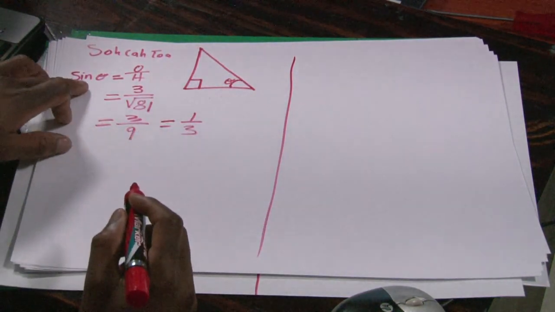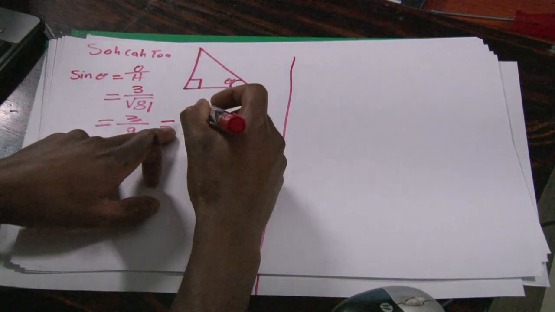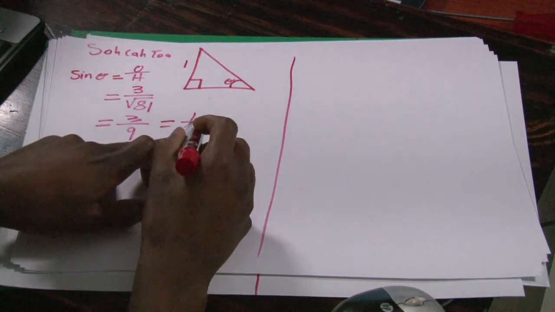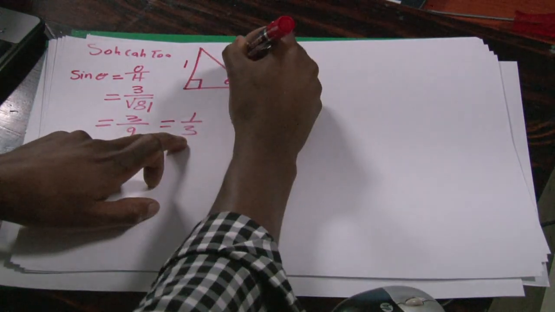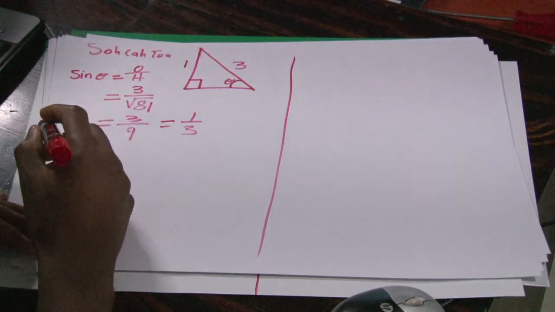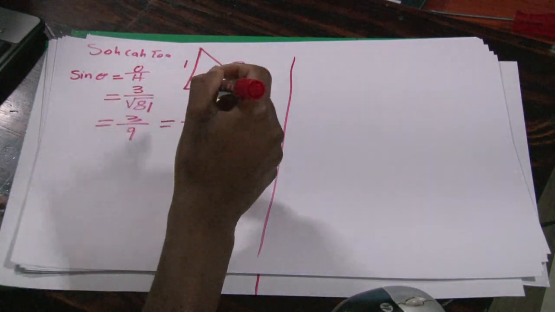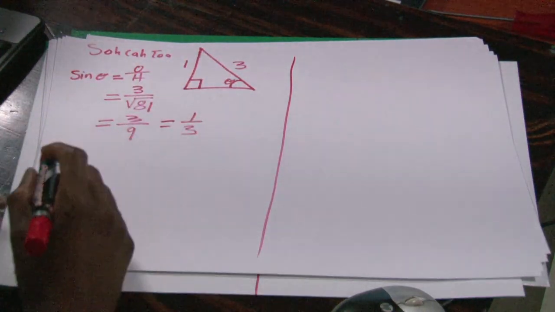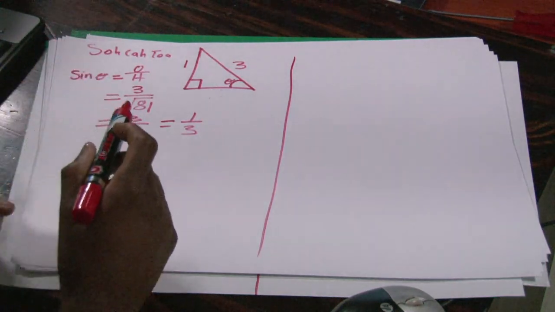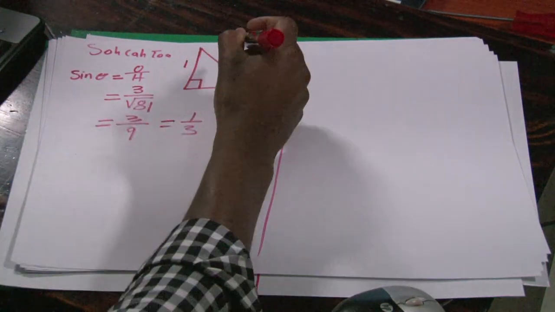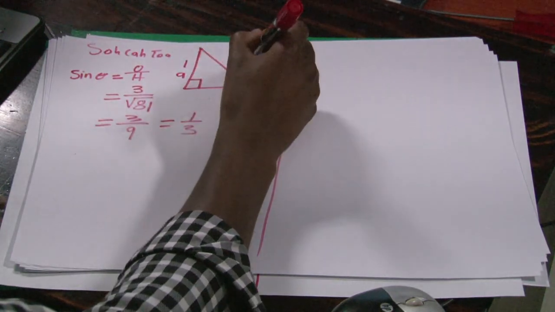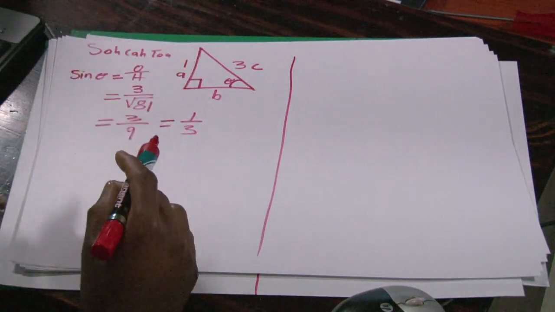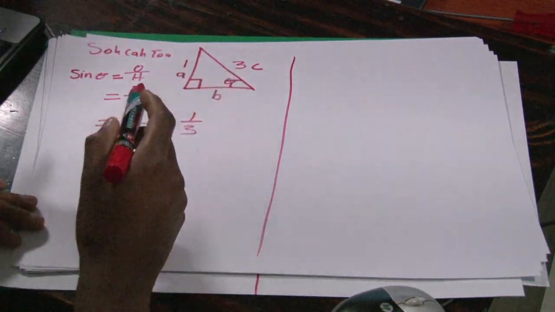What it means then is that sine theta, this one is the opposite. Which one's the opposite? This one. Meaning this one is 1, and the hypotenuse is 3. So sine theta is equal to 1 over 3. Then you should use the Pythagoras theorem to get B, because now you have this is your A, this is your C, this is your B. Before you can find cosine theta, tan theta, sec theta, you have to know what B is.